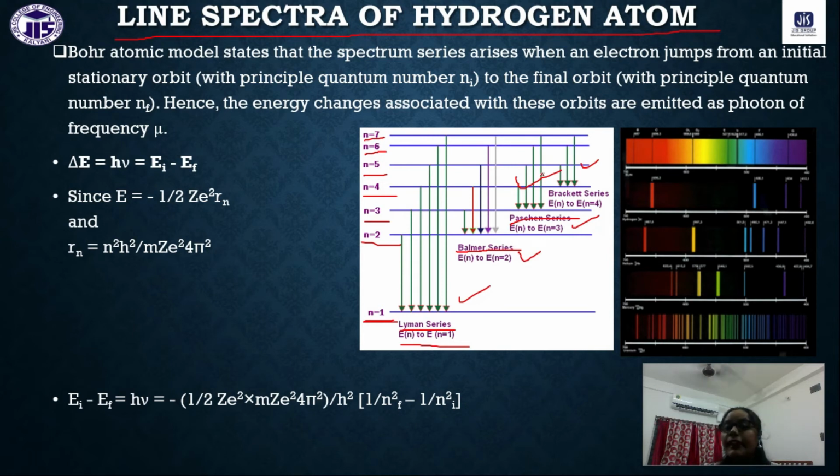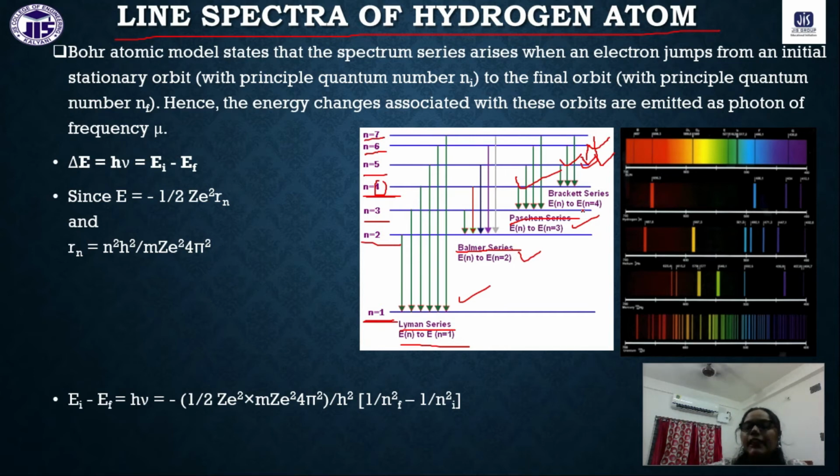That means if the electron comes to the n4 orbital, it can come from n5, n6, or n7. If it comes to the n4 orbital, that spectrum is the Brackett series. And at last we get the Pfund series, where the electron jumps to the n5 orbital. It can jump from n6 or n7. So this spectrum is called the Pfund series.